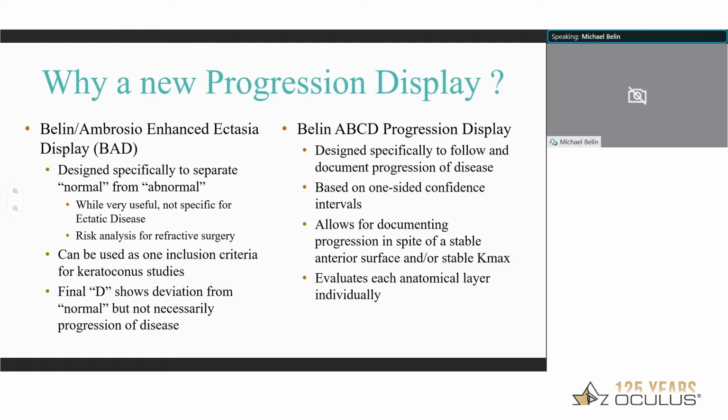Those are somewhat different. Now, if we look at the right side here, the ABCD progression display was designed specifically to allow us to follow and document progression of disease. It's based on one-sided confidence intervals. Again, one-sided because we're only interested if the cornea thins or if the back or anterior surface steepen. It allows us to document progression in spite of a stable anterior surface or stable Kmax, and evaluates each anatomical layer individually.